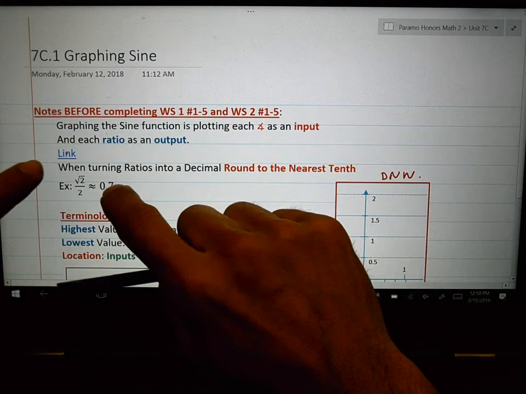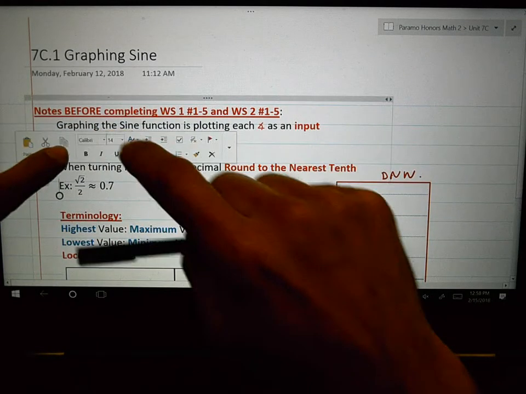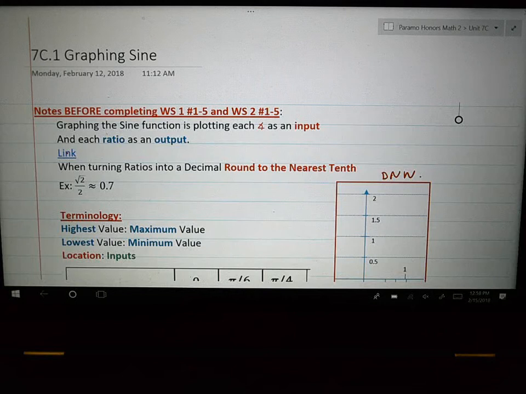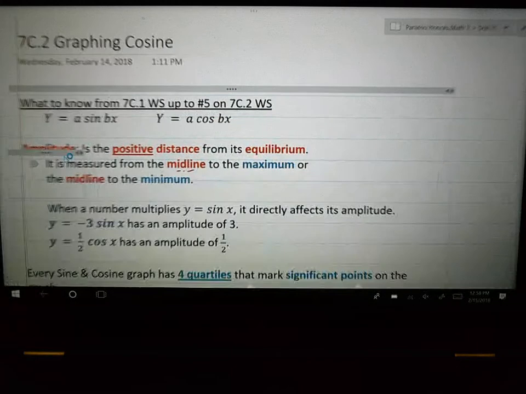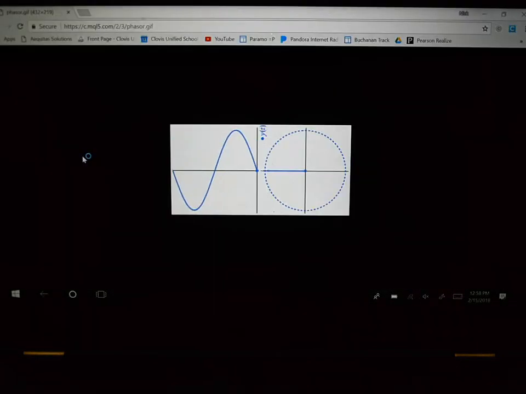Oh, that's not going to work, huh? I want to click on this link. Maybe if I use this. Oh, yeah. There we go. Here we go. There's a graphic that I had a link saved to.